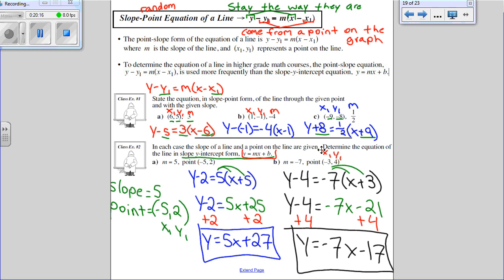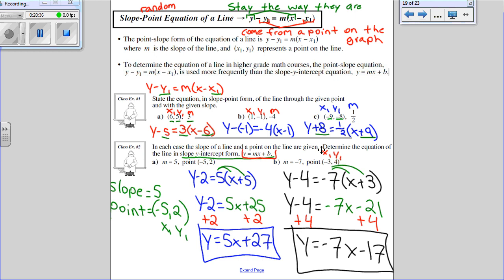Another reason it might be nice to convert forms is if you wanted to check in your calculator what your form actually looked like and graph it. Remember, your calculator only knows how to graph y equals. So it needs to be in this form to be able to graph it.